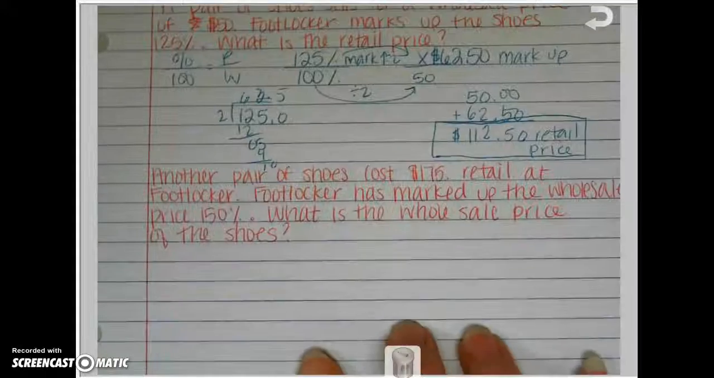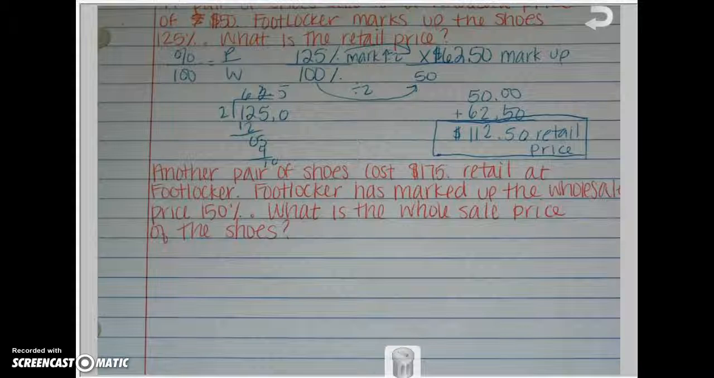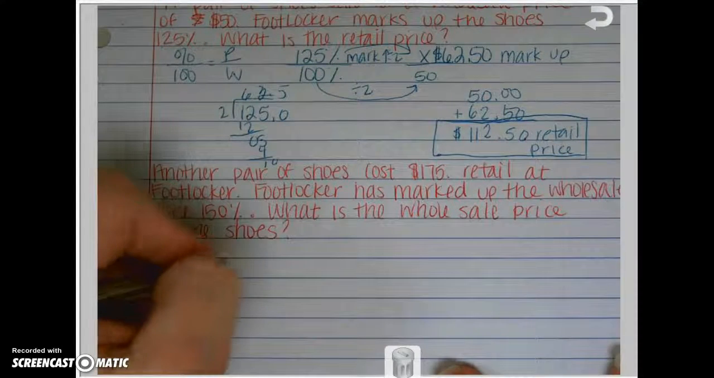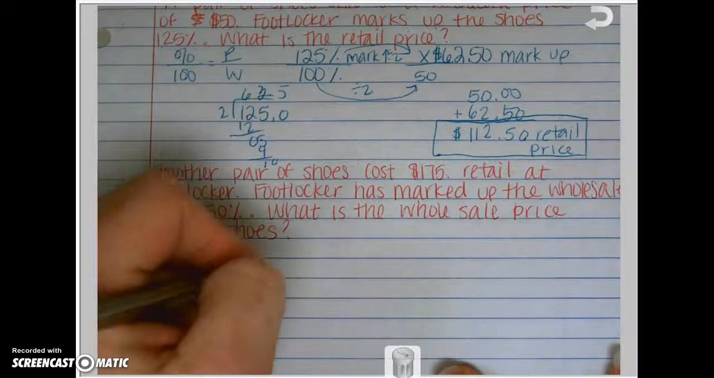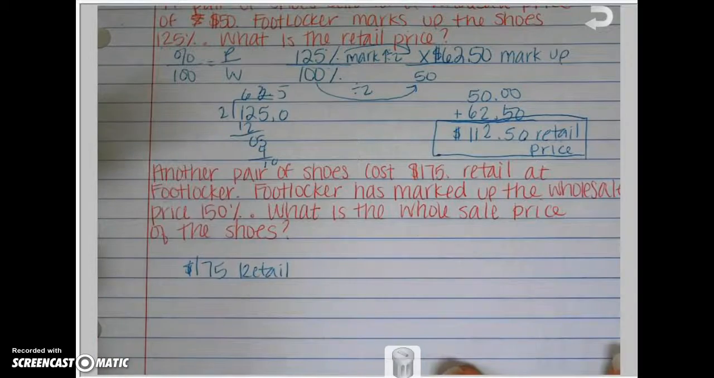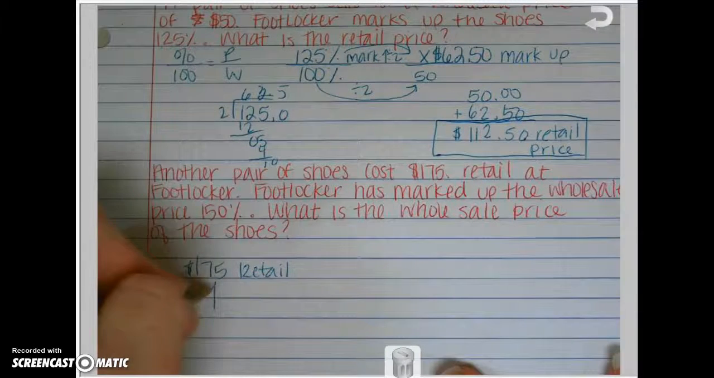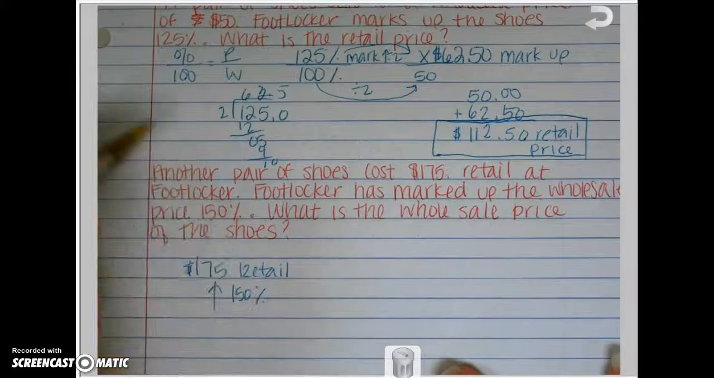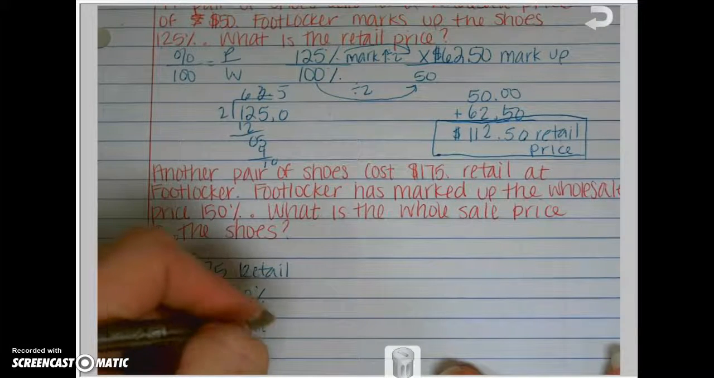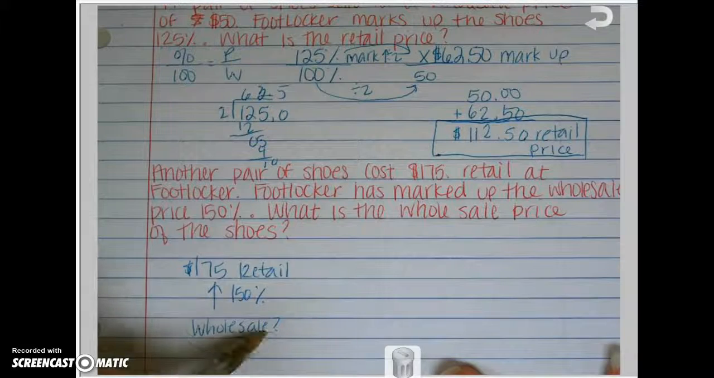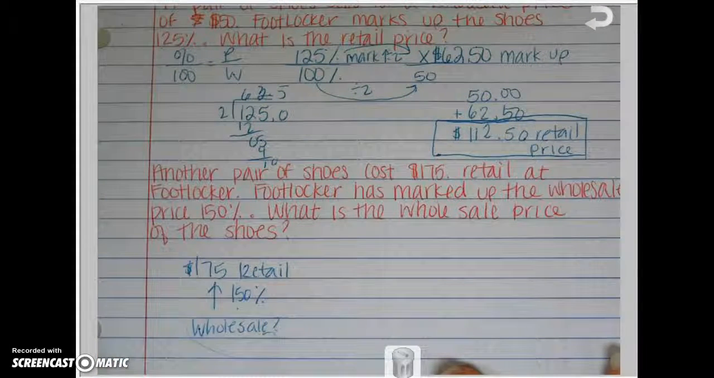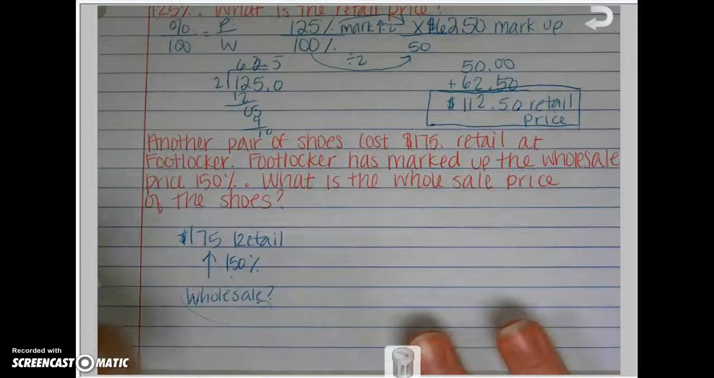Last example I want to do with you. Another pair of shoes costs $175 retail at Foot Locker. So $175 is retail. That's going to be the most expensive price. Foot Locker has marked up the price 150%. What's the wholesale price? So now, there's a wholesale price. I found 150% of it, and I ended up at $175. So, let's figure it out.